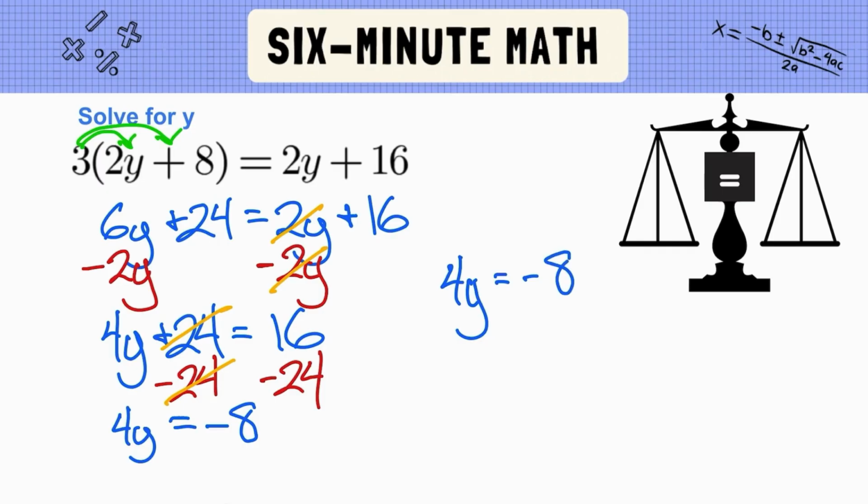So my last step is I need to isolate for the y. So I'm going to divide by my coefficient of 4. And if I do it on one side, I have to do it on the other side as well. My 4's cancel each other off because they're opposite operations. And I'm left with y equals negative 8 divided by 4, which is negative 2.